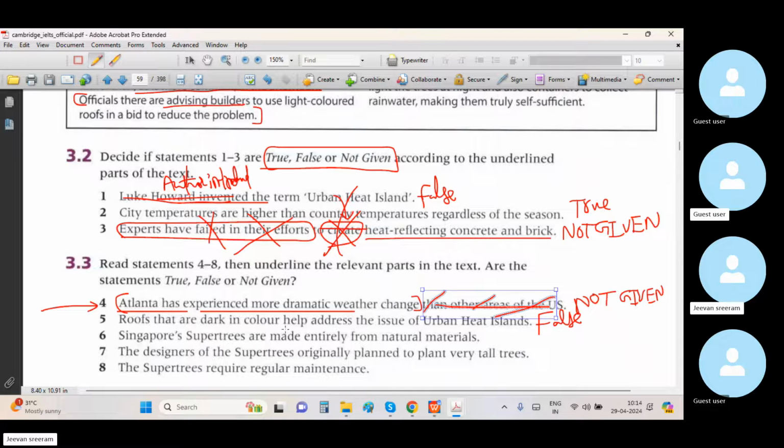True, light color is true, sir. The statement is giving wrong information. Except this, everything is okay. Except this word, if it is light in color, that would be correct. Is it clear, buddies? Yes, sir.